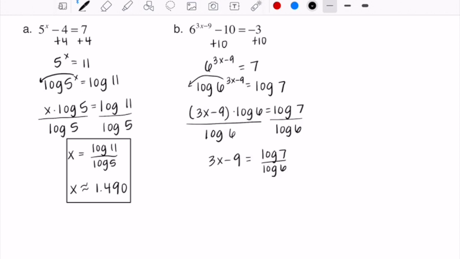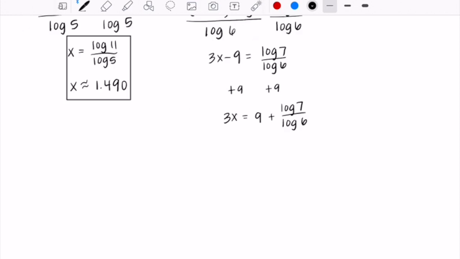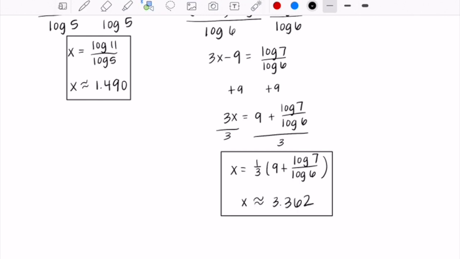So now I'll add the 9 to both sides. And then lastly, I'm going to divide both sides by 3. So written as an exact answer would give me this. And then when I type that into a calculator and round it to 3 decimal places, I get that my answer is approximately 3.362.